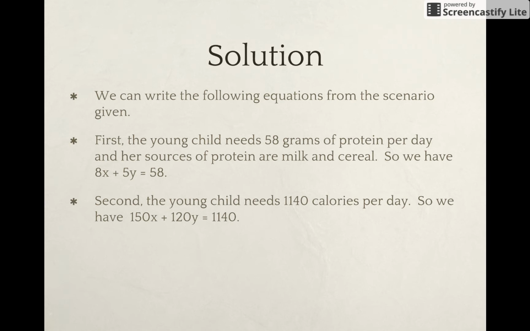From here, we could graph these on the xy plane and identify the ordered pair where they intersect. That would be a fine way to solve this system of equations that has been formed in this scenario. We can identify that we're solving a system of equations because we have two equations that we need to satisfy. That is, we need 58 grams of protein, and we have an equation for that. We have a calorie equation. We have to make sure that that's met. We'll do substitution to solve this problem.